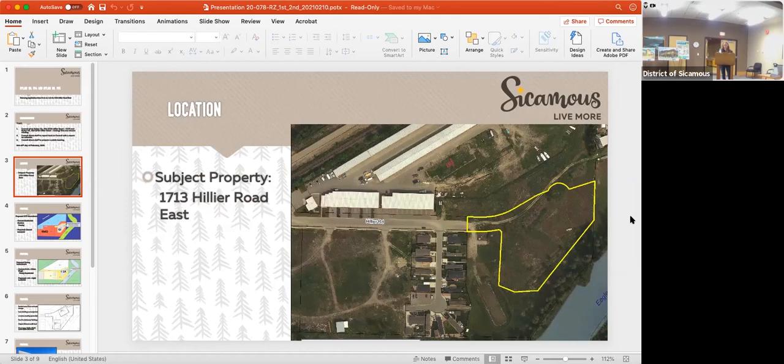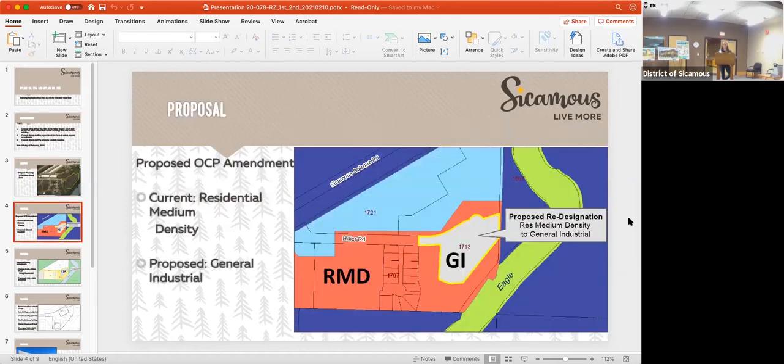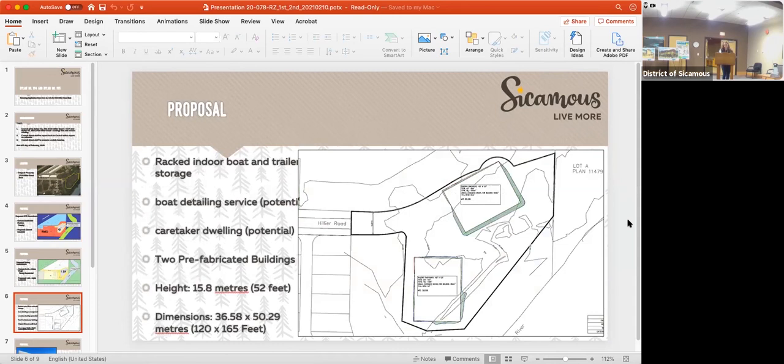The owner proposes to amend the official community plan designation from residential medium density to general industrial, and to amend the zoning from urban single family residential to I-1A light industrial. Pictured here is a conceptual site plan, which would be subject to a development permit and zoning review process prior to construction should the proposal be approved.